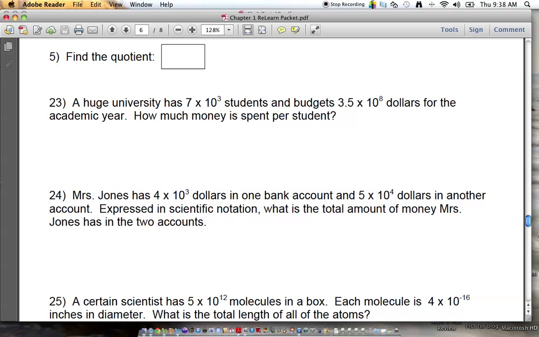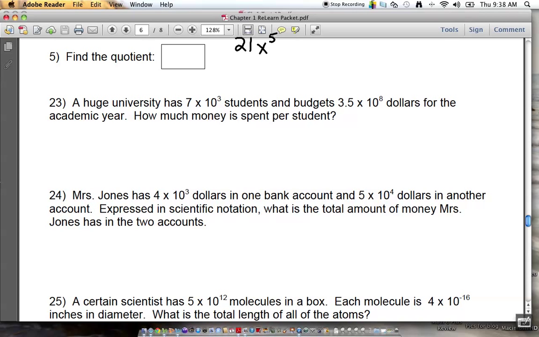Next, I need to look up what this says. Oh, look, it printed out badly too. It didn't even print out the right way. All right, so I'm going to make up a question here.